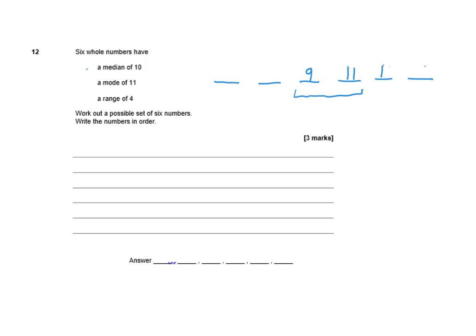I need at least another 11. And I need my range to be 4. So what about if I did another 11, and then if I count down 4, I would get to 7. And then I guess that can be filled in. I could have a 7 in there, that would work. An 8 would work in there. Or I could have a 9, because that would still make 11 the mode. Yeah, so I think the 7 and the 9 are fixed there. And then we've got different options, and so on.